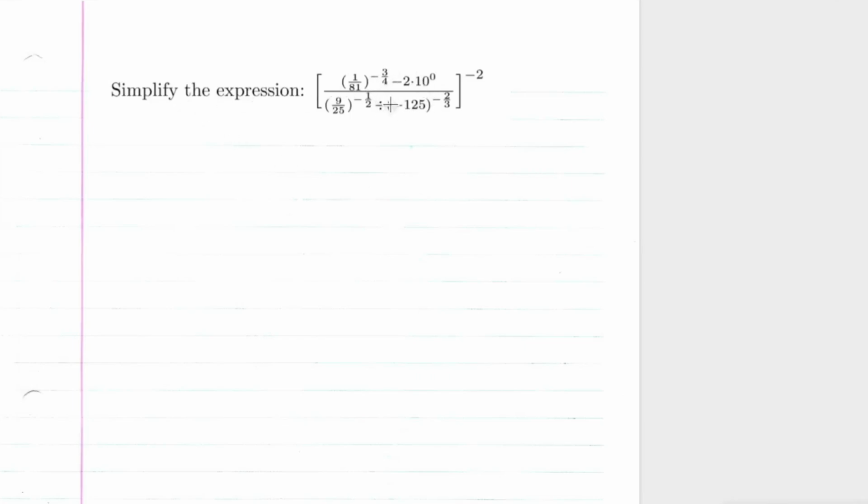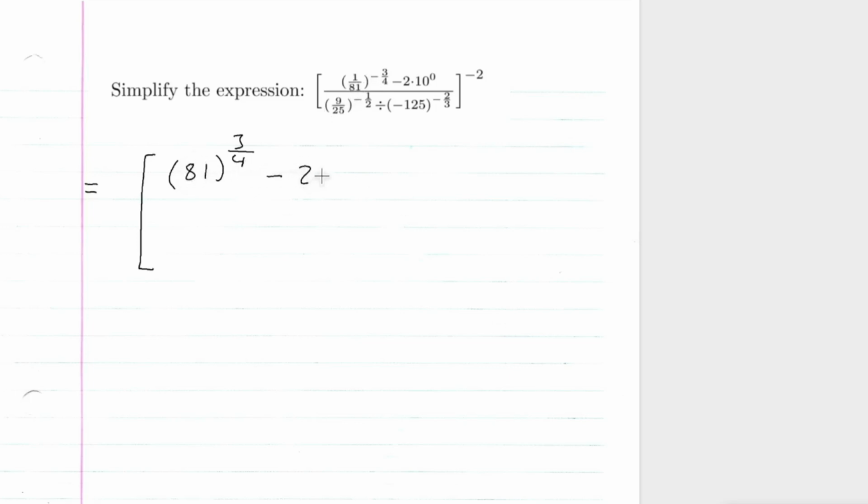Okay, so we're going to simplify this expression here. So the first thing I'm going to do is attack the negative exponents. To get rid of this negative exponent, I just take the inverse of 1 over 81, which in this case is going to be 81. Right, because if I were to flip 1 over 81, it would give me 81 over 1, which is 81.